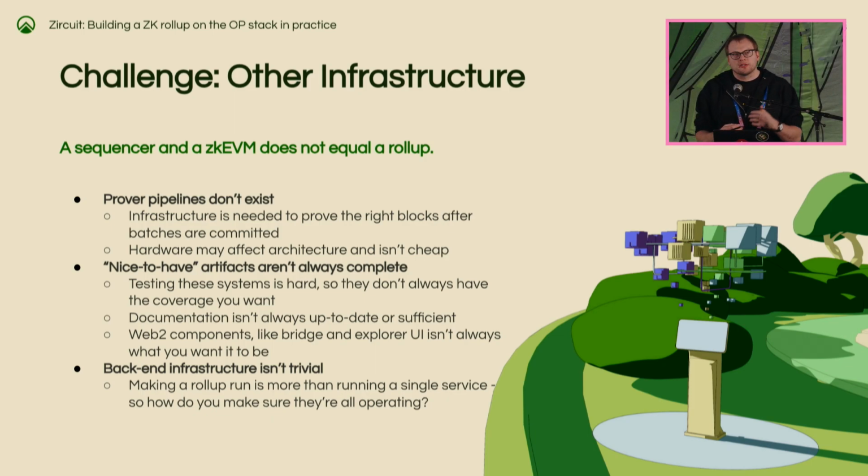Prover pipelines don't exist, so even if you do have a nice set of circuits and a nice OP stack node, getting them to talk to each other takes some time, takes some data. Provers generally need block traces, which can be fairly large, and then they need to pass this information. You need to control what blocks you're proving. If you have batch proofs, you've got to do something differently than if you don't have batch proofs, et cetera, et cetera.